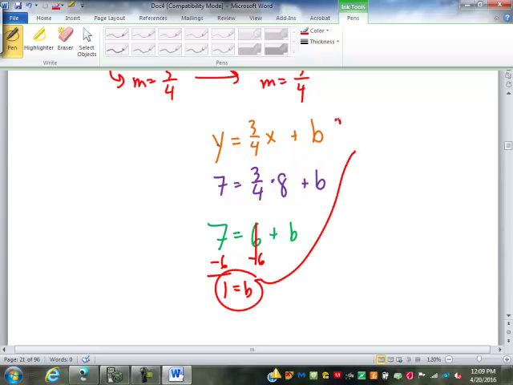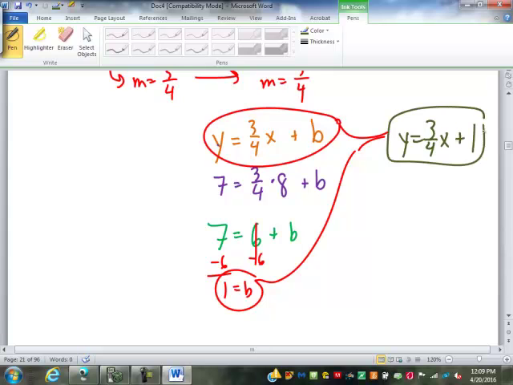So I come back up here to my original form of the equation. This tells me y equals 3/4 x plus b. Well, b is a positive 1. So there is our equation. Your question?